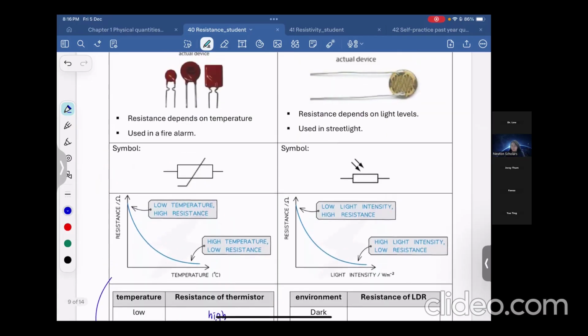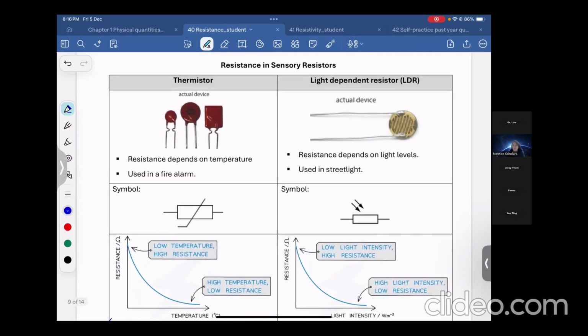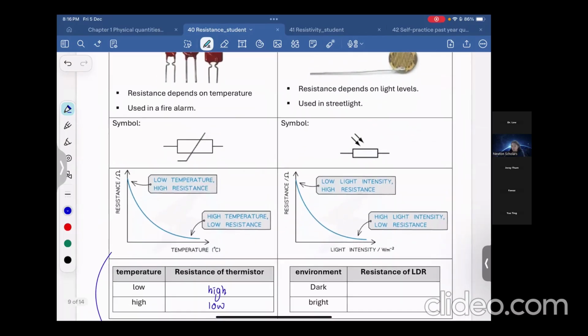Then we talk about LDR. LDR is a sensor for us to detect the light intensity. Can you see that the symbol has the arrow pointing in? Why in? Because it receives the light. We detect the light intensity, so that means we receive it. Okay, so don't make a mistake with the LED.